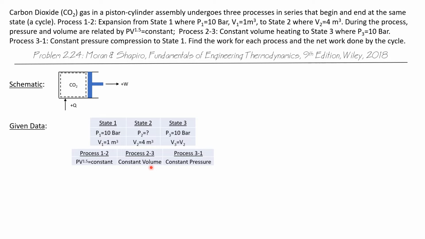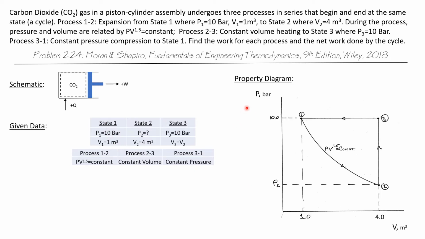Now the next process is process 2-3, which is a constant volume process. And that will take us to state 3. Well, if it's constant volume, then we know that V3 is V2. And we were also told that the pressure at state 3 is 10 bar. Now, process 3-1 takes us from state 3 back to state 1, and it does so at a constant pressure.